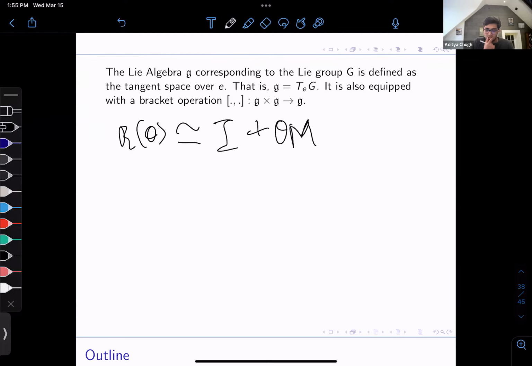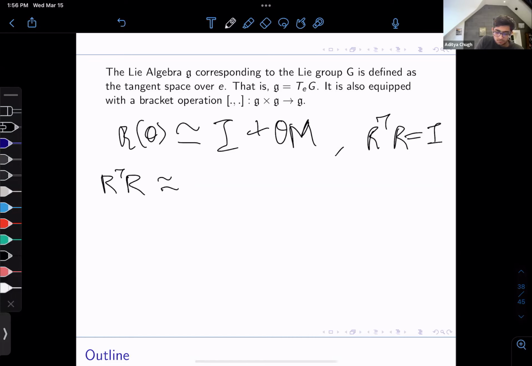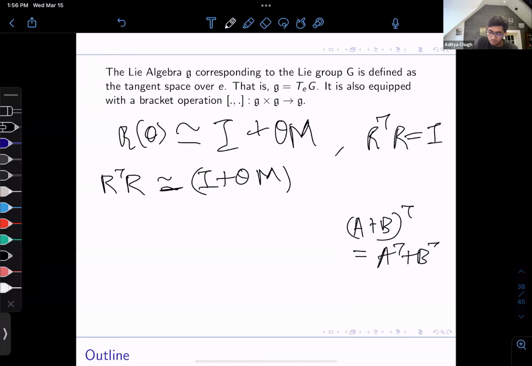Now we know that rotation matrices are described by orthogonal matrices like we saw before, which means the transpose of a rotation matrix is its own inverse. And rotations are invertible. If you rotate something by an angle theta, you can rotate it by an angle minus theta and get back the identity. So how about we impose that constraint here? So we'd want, and we know that if we have two matrices and we apply the transpose of those matrices, it's just A transpose plus B transpose.